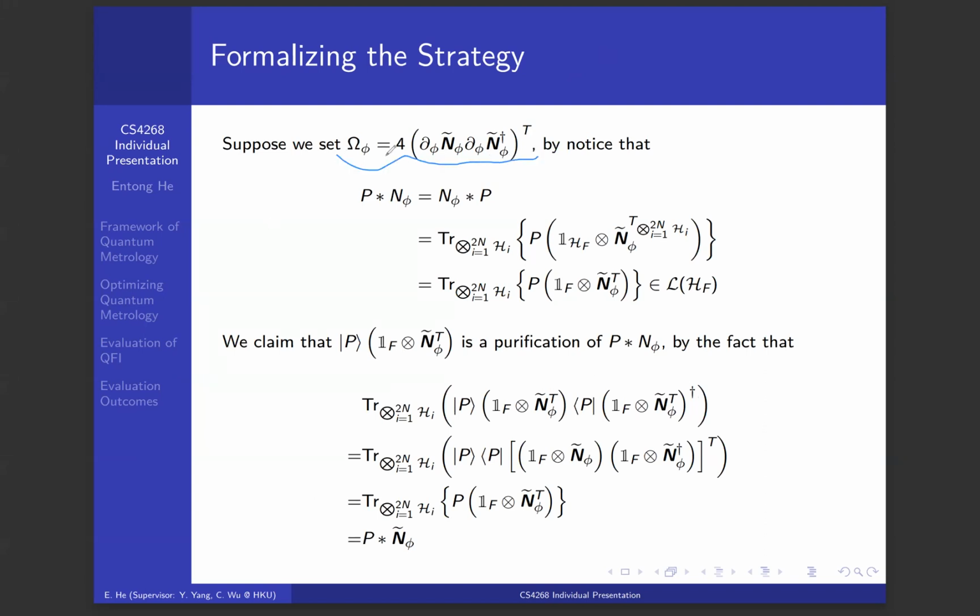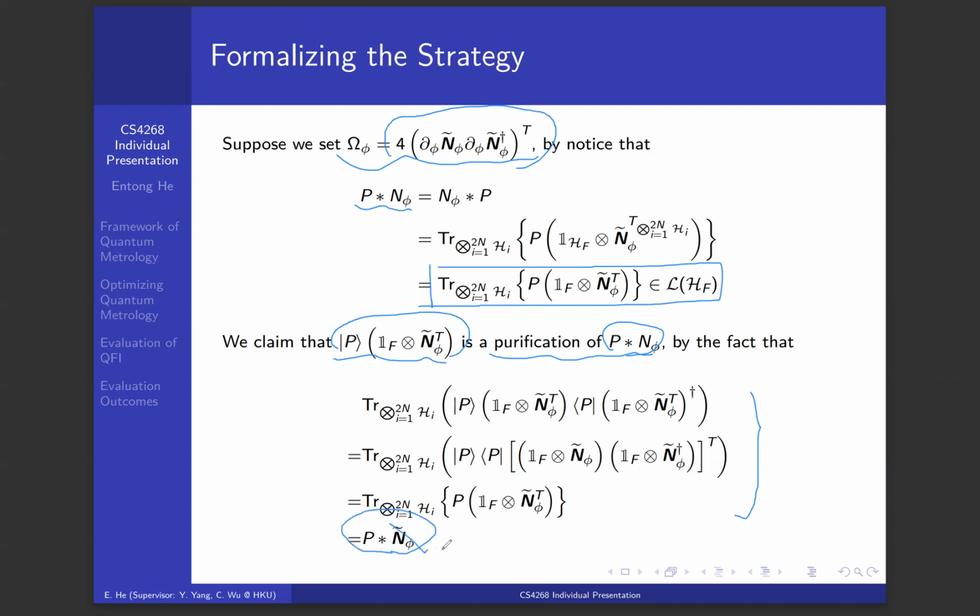So if we set omega sub phi equal to this one, we notice that P link product N sub phi will be in this form, and we claim that this is a purification of this by some calculations. I have done the calculation in a slide, but I will not show it. This is some basic linear algebra, and we will find that this is exactly the purification of this. Oh, sorry, it should not be tilde. This is the primitive operator N sub phi, by noticing that this is N phi and phi dagger. Yes, this is exactly the form.